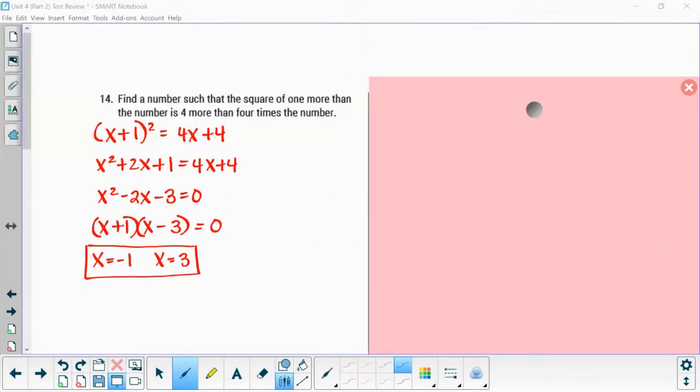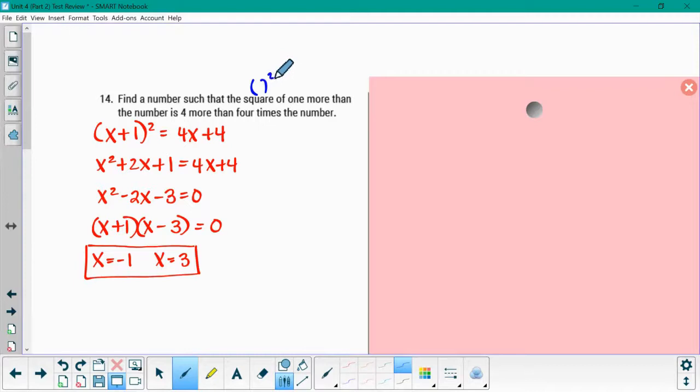Okay, let's go ahead and look at number 14. We're going to find a number such that the square, and remember a square is if I have anything squared, of 1 more than the number is 4 more than 4 times the number. Well, if I have a number x, 1 more than that number is x plus 1, and the square of that is that parentheses squared. 4 times the number is 4x. 4 more than that is plus 4. So this is how your setup of equations should be.